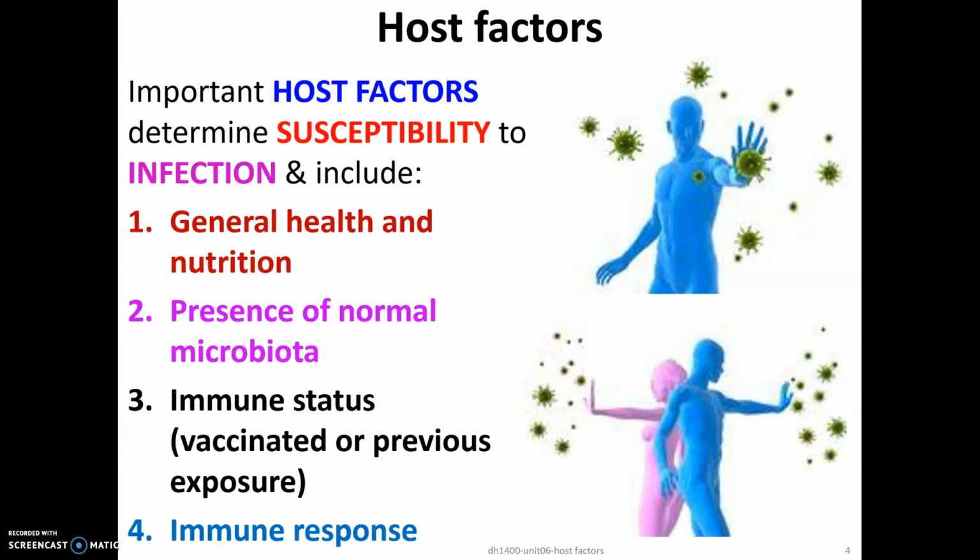Now, our host factors, or our immune system, is going to depend on a few things. How we fight infection, how we fight developing disease, will depend on these four things right here. Our general health and nutrition: are we generally healthy to start out with? The presence of normal microbiota. Our immune status, which relates to whether we've been exposed to this virus or bacteria before, or have been vaccinated against it. So have we taken steps to protect ourselves against this current threat? And basically our immune response, how our body responds to this foreign invader.